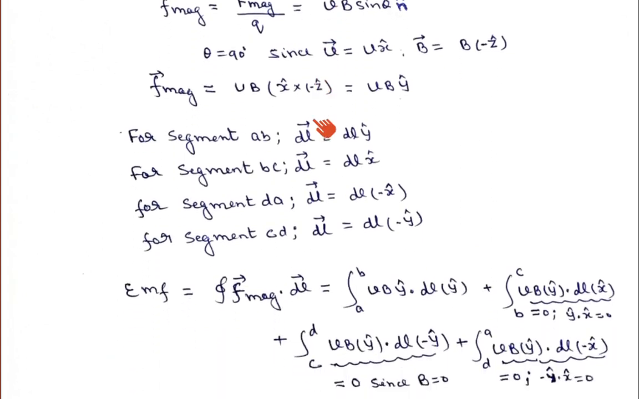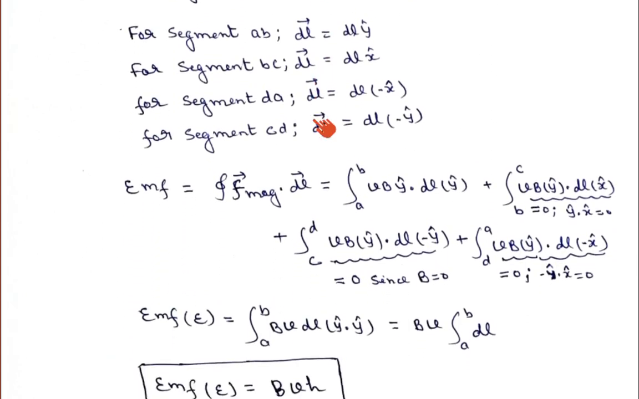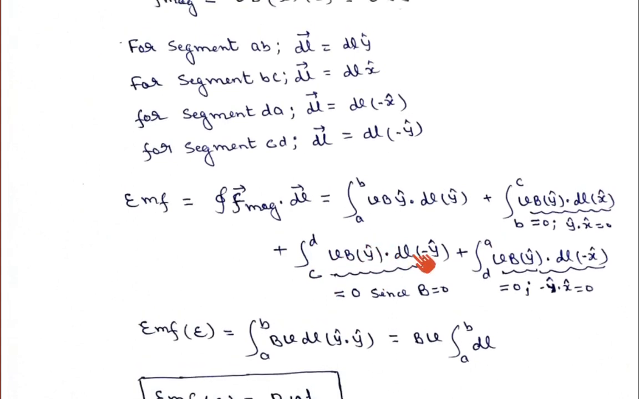If you do that, for A to B, the magnetic force is VB y unit vector dot DL, where DL is equal to DL y unit vector. For B to C, we know the magnetic force is VB y unit vector, which we have already done, dot DL x unit vector. For C to D, VB y unit vector dot DL minus y unit vector. For D to A, VB y unit vector dot minus DL x unit vector.